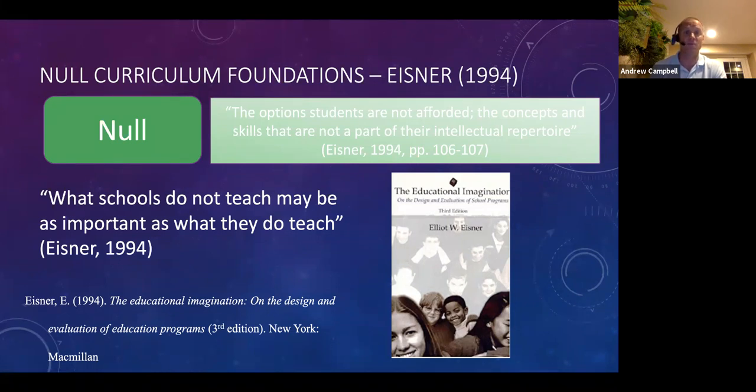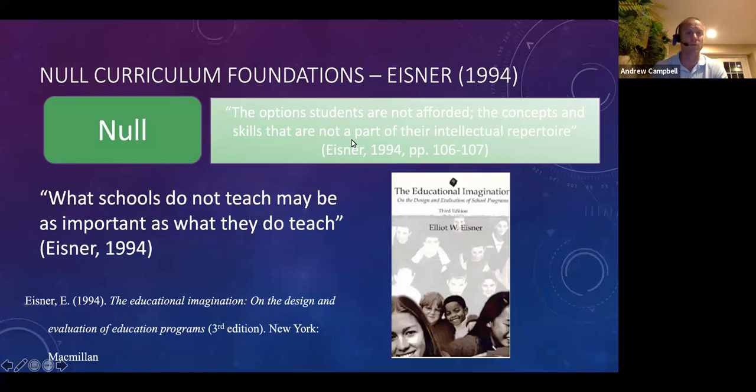Eisner describes the null curriculum as the options that students are not afforded, concepts and skills that are not a part of their intellectual repertoire. In other words, these are things, we'll talk about some specific examples. These are things that students are not taught. They're not given the opportunity to explore, or it is just eliminated. Well, again, we'll talk about some examples.